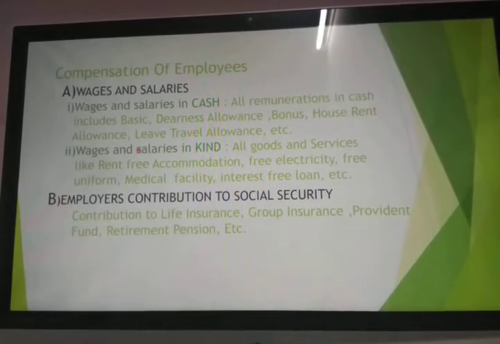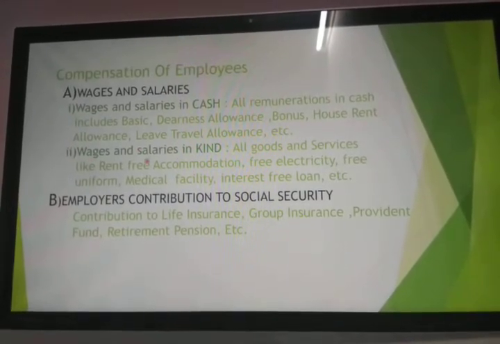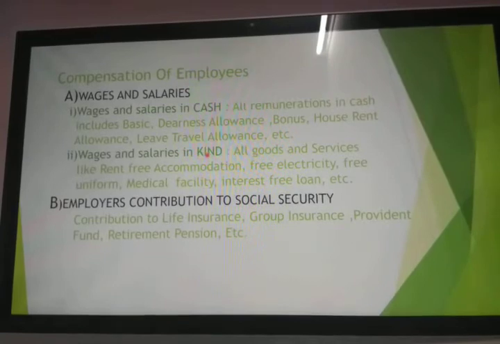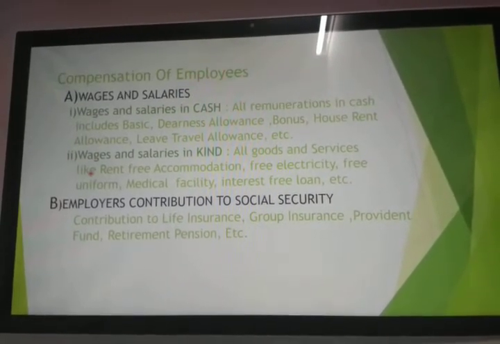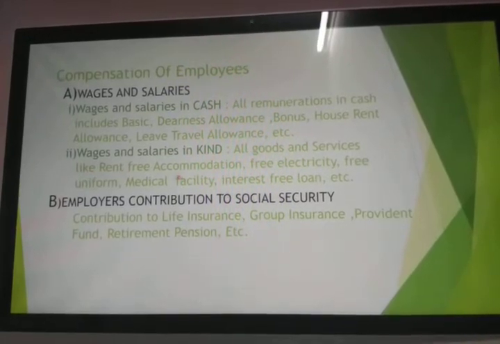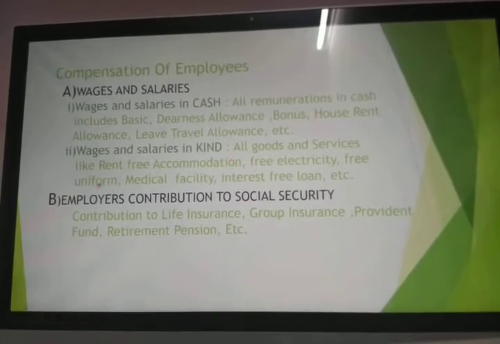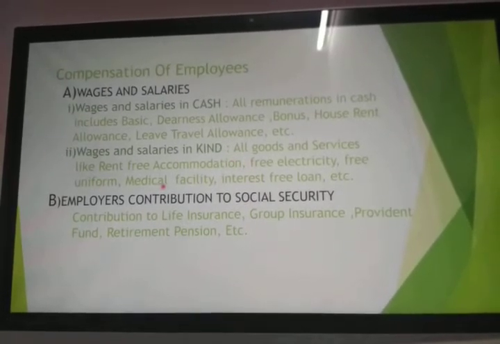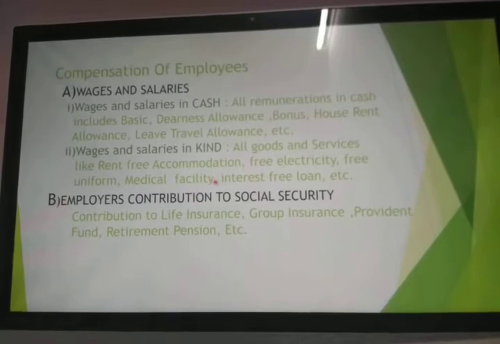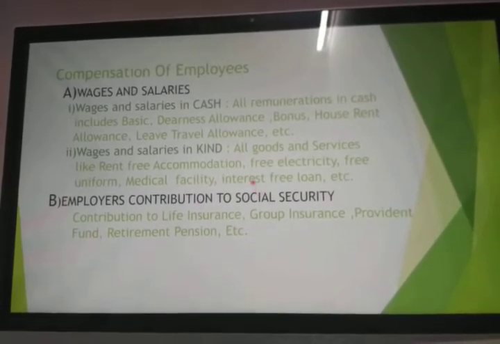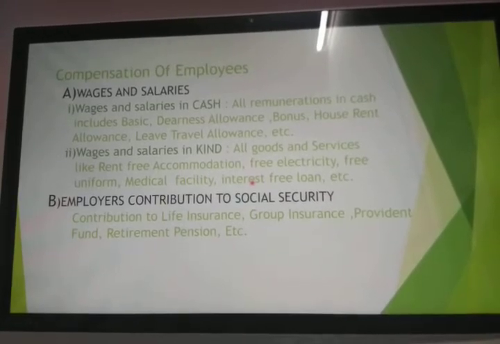On the other hand, there is another category which labor gets: wages in kind, that is, given in physical form, in the form of goods and services. Workers or employees get rent-free accommodation, that means free quarters, free electricity, free uniform, medical facilities like hospitals, then interest-free loans, or subsidized lunch or subsidized food.